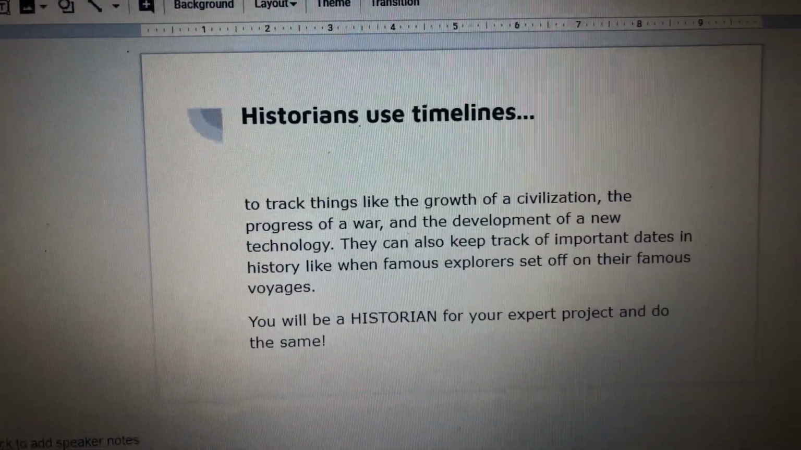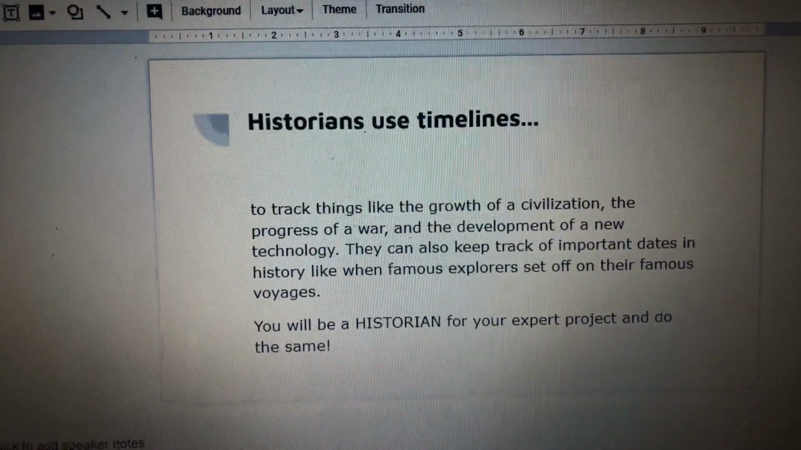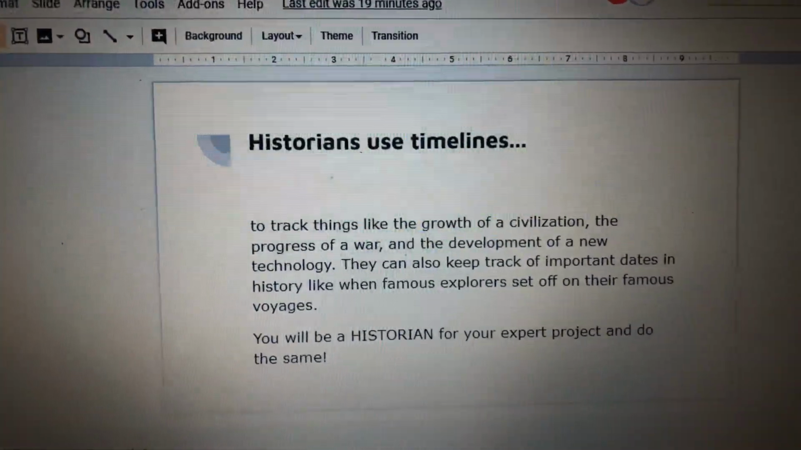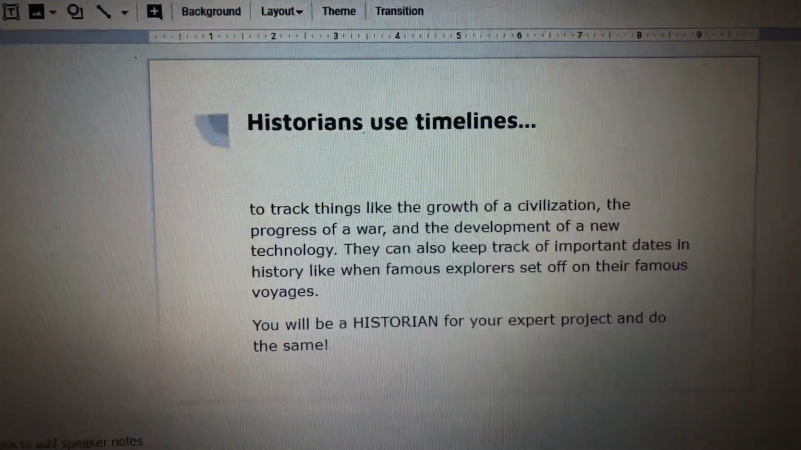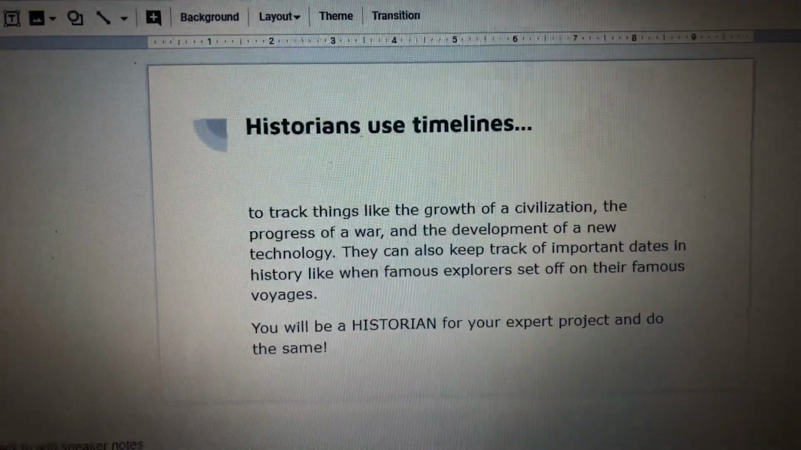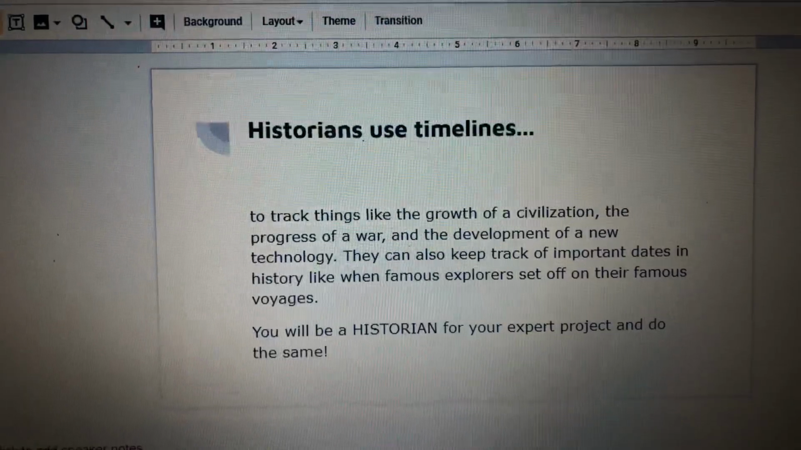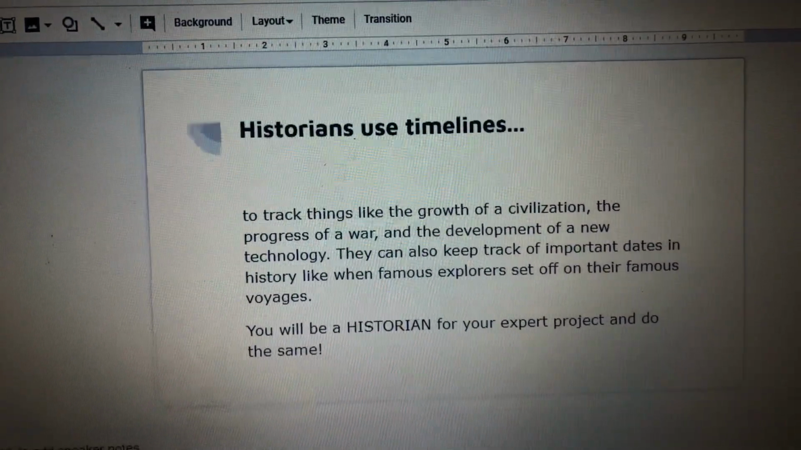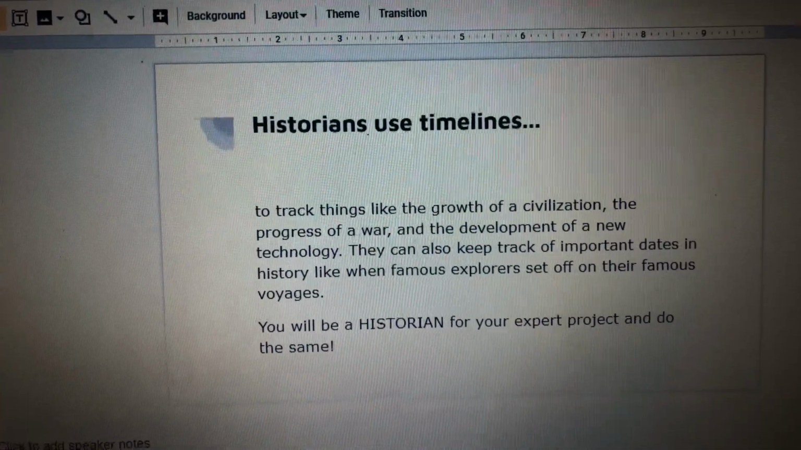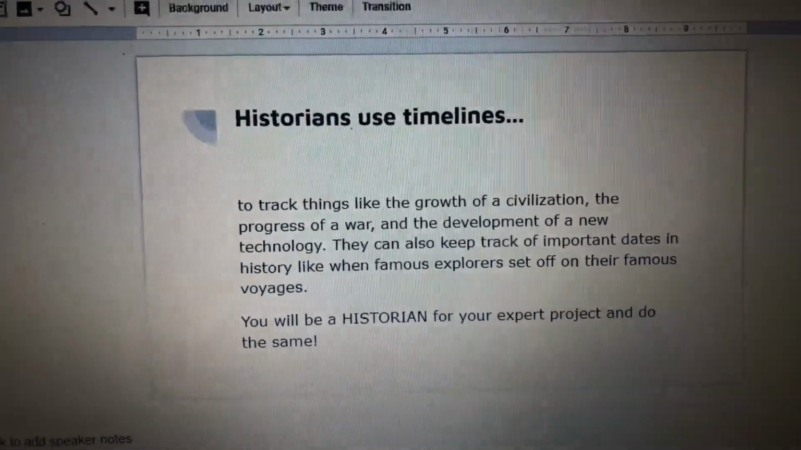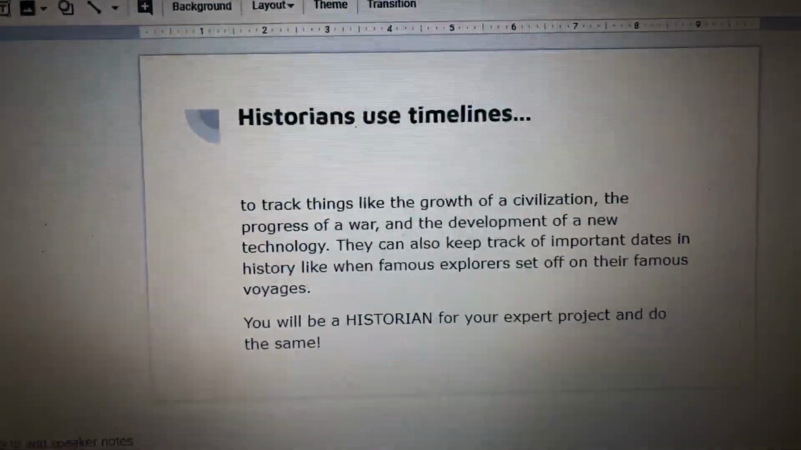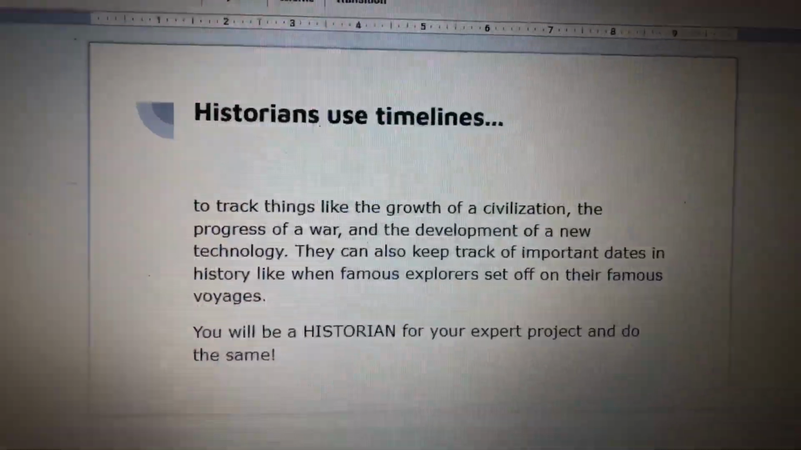The development of new technology. Take the invention of the TV, right? When I was little, and I'm sure when your parents were little, we had a button that you had to pull, and it would turn the TV on. Now you can even just talk to your smart TVs and ask them to turn the TV on themselves. But we had to actually get out of our sofa and go get that little knob and pull it out in order for the TV to start working. So, advancements in technology. You can also keep track of important dates in history, like when famous explorers set off on their famous voyages.